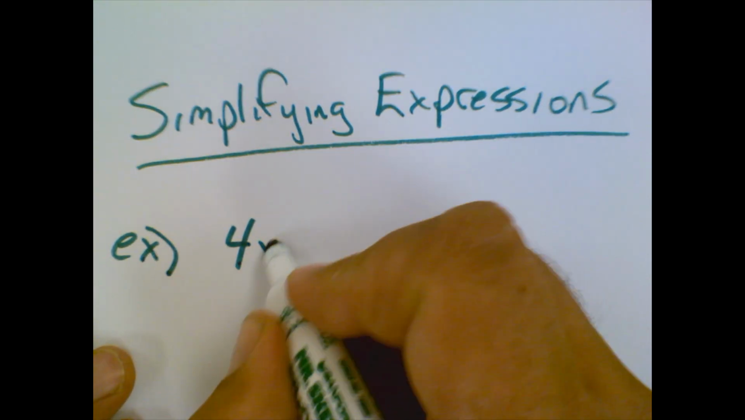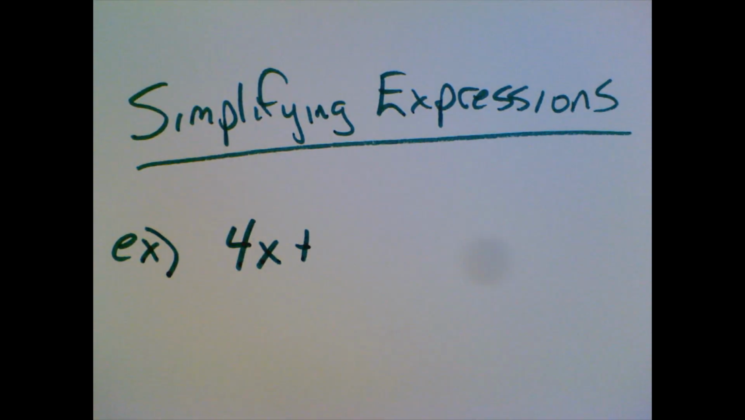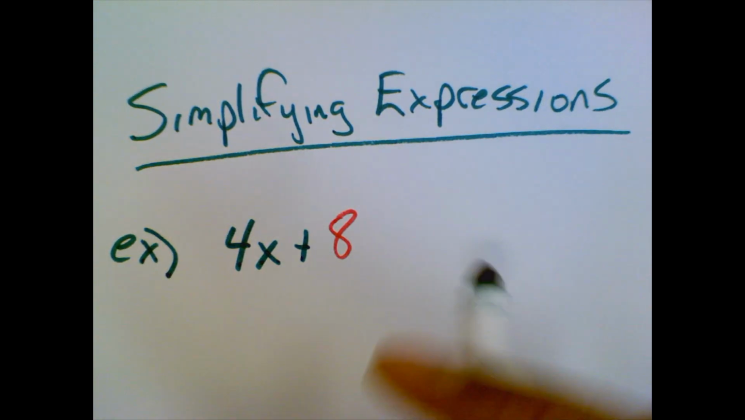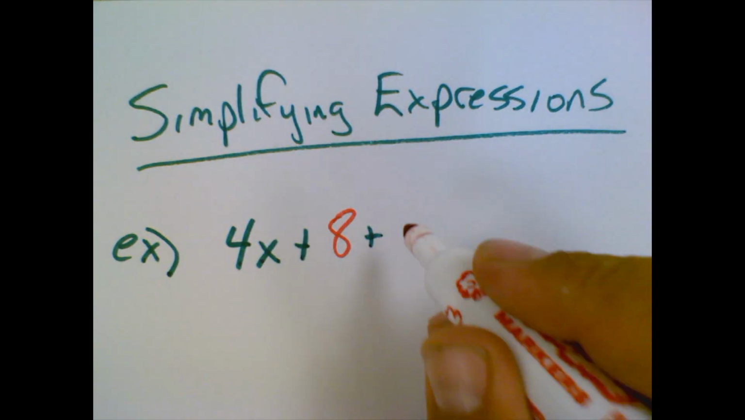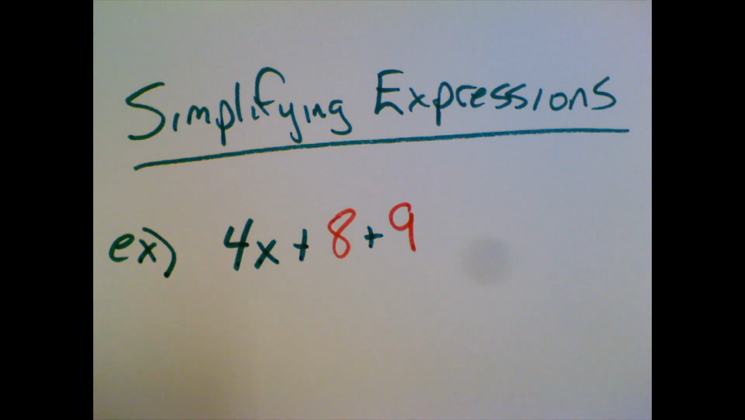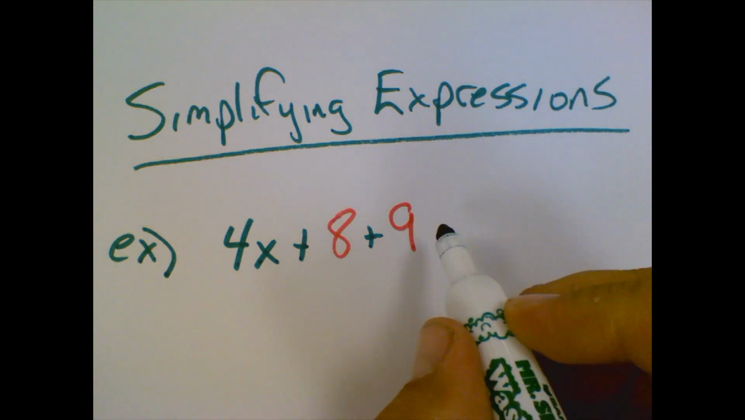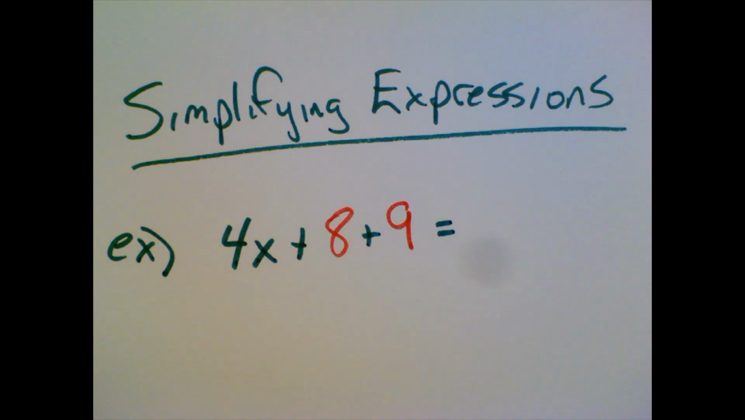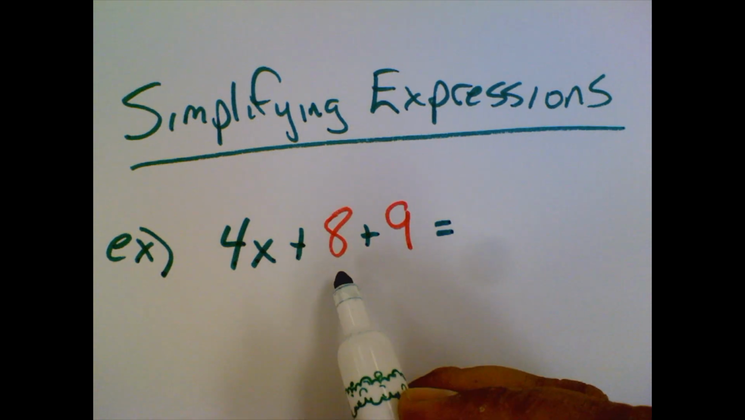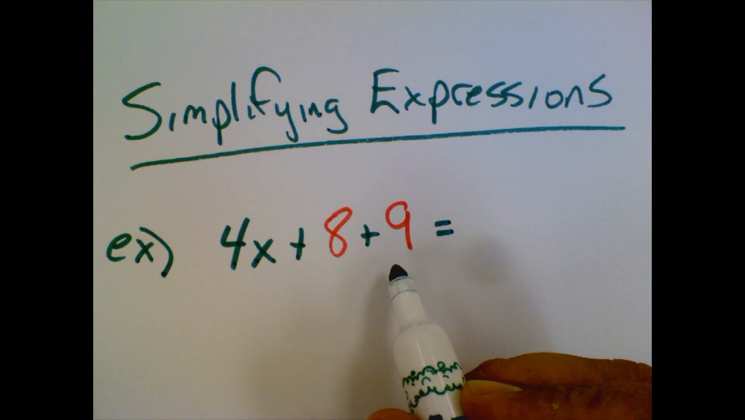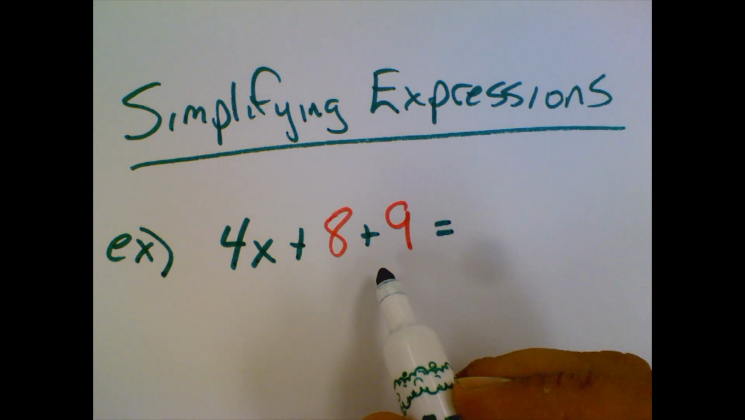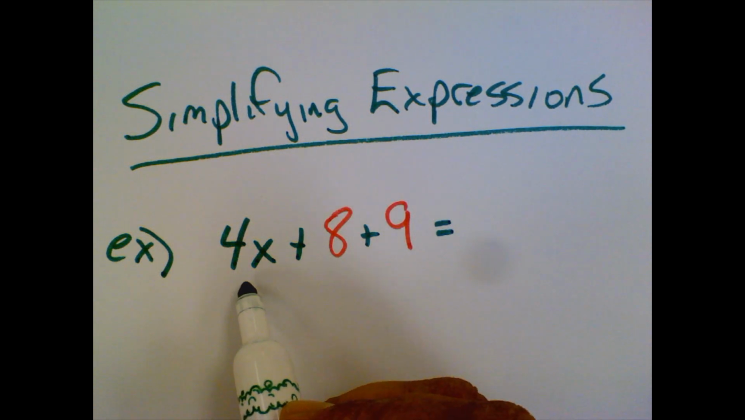We have an expression 4x plus 8 plus 9. Okay, and the directions of the problem are to simplify it as far as we can go. Well, what I did is I highlighted what are called like terms in the same color. So constants, numbers with no variables, are like terms. You can add them together. But we can't combine it with something with a variable on it.